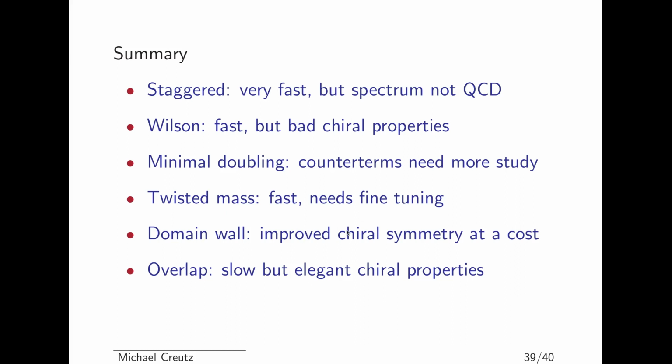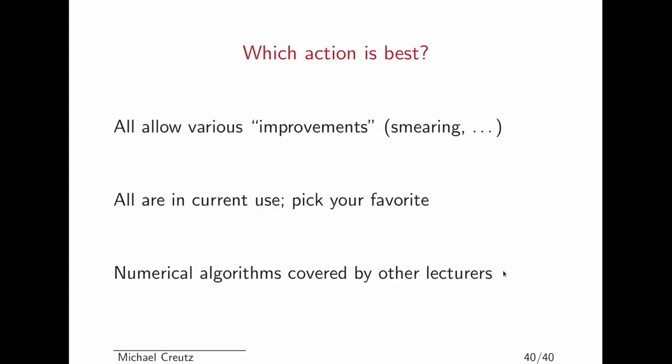Domain wall has an improved chiral symmetry, but at a cost of having this extra dimension and more fields to play with. The overlap is rather slow. However, it has extremely elegant chiral properties, and computers have become very, very fast. And it's being used more and more.